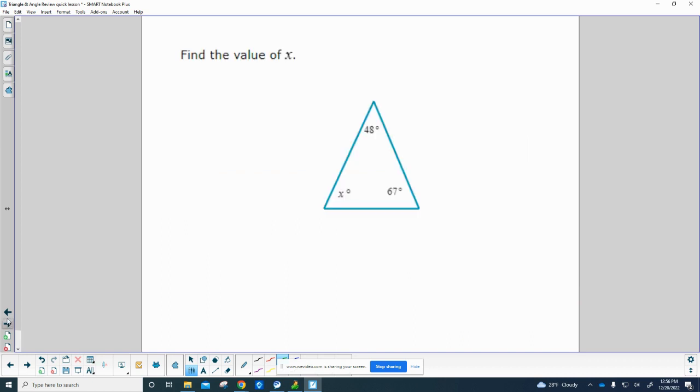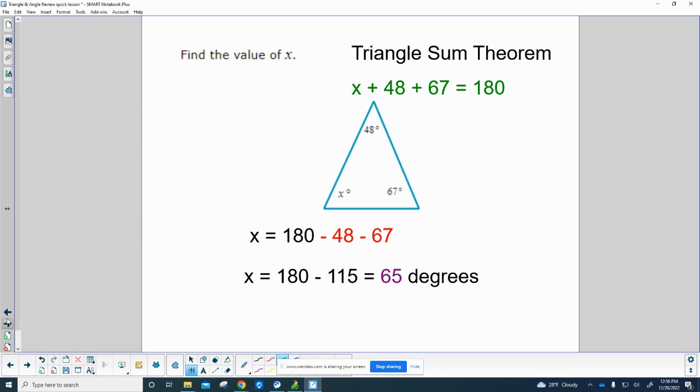Okay, the next one is an example of the triangle sum theorem, where the 3 angles of a triangle have to add up to 180. In order to find x, I just take 180 and subtract the 2 angles that I know off. Those angles add up to 115. So 180 minus 115 equals 65 degrees.